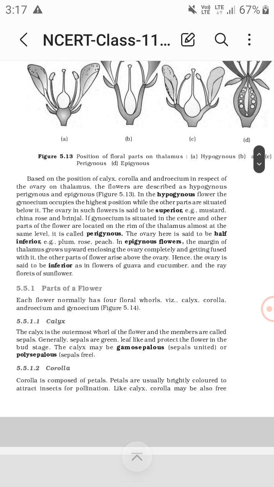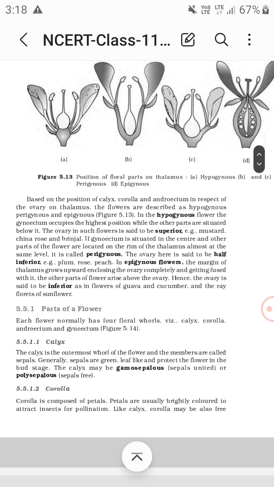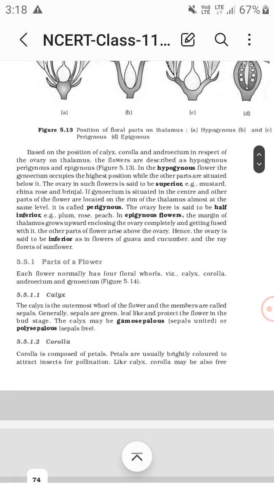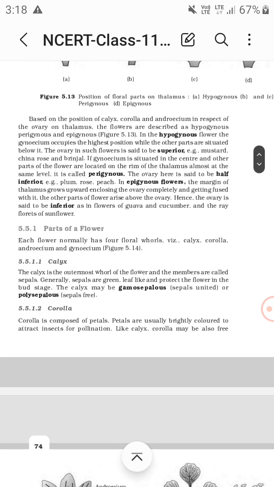In the hypogynous flower, the gynoecium occupies the highest position, while the other parts are situated below it. The ovary is superior. Now if the gynoecium is situated in the center and other parts of the flower are located on the rim of the thalamus almost at the same level, it is called perigynous. The ovary is half inferior. Now in the epigynous flower, the margin of the thalamus grows upward, enclosing the ovary completely and getting fused with it. The other parts of the flower rise above the ovary, hence the ovary is said to be inferior.